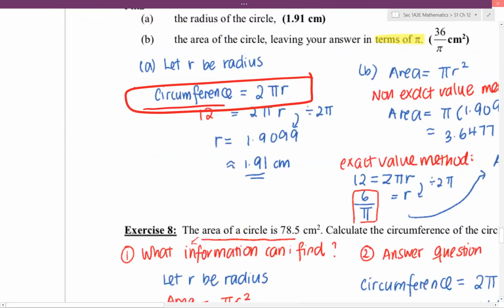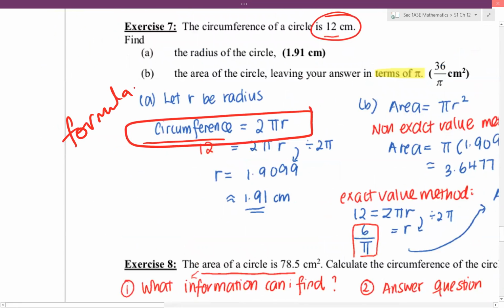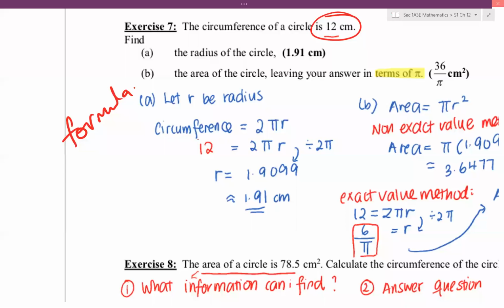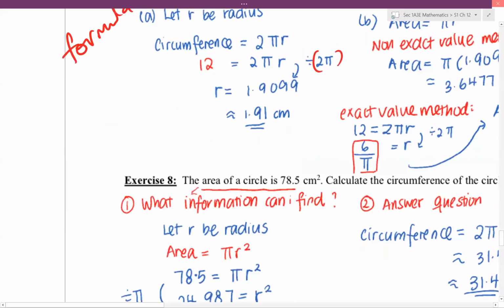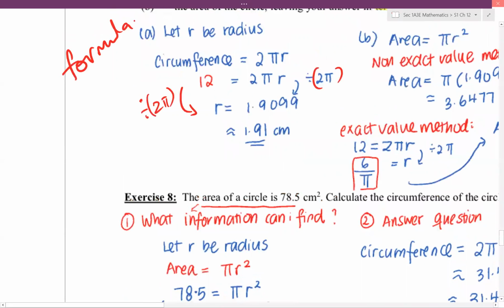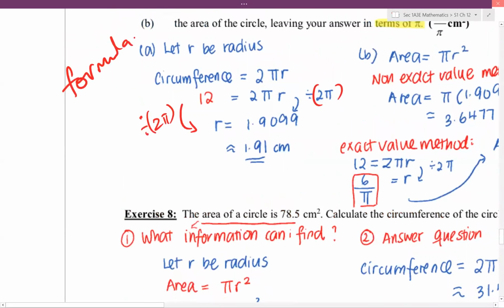This is our formula. You need to write it down. Formula 2 pi r. From there, do the substitution. 12, that is the circumference, equals 2 times pi times r. From here, divide both sides by 2 pi, and you end up with the r value of 1.91 to 3 SF. By default, 3 SF.